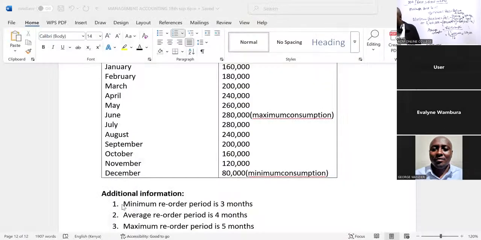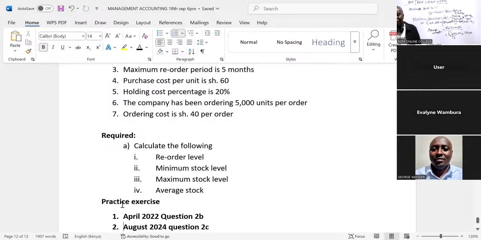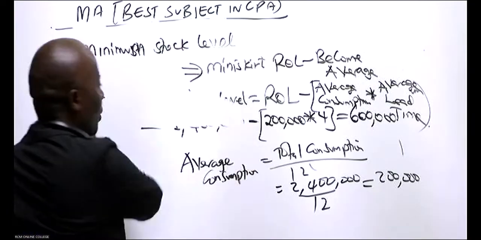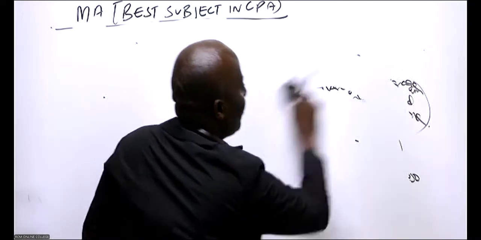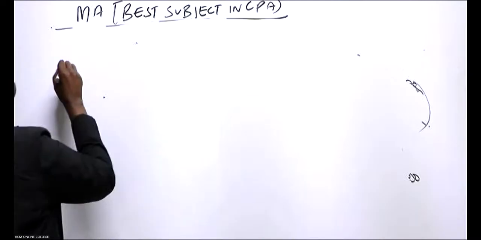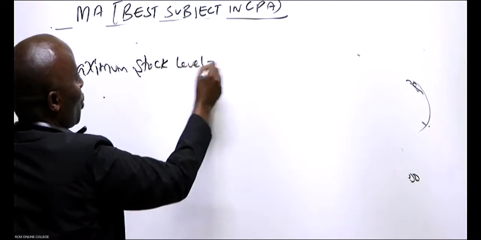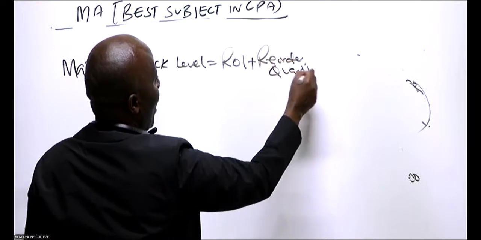So the next one, ladies and gentlemen, they want me to calculate their maximum stock level. So for maximum stock level, we roll and rock at the same time. This rock is the reorder quantity, eh? So you add the reorder quantity, minus.